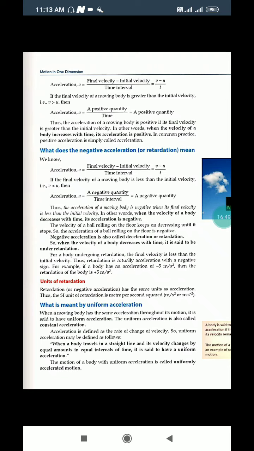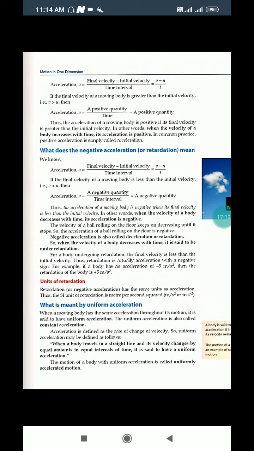Now we will move to uniform acceleration. The acceleration is said to be uniform or constant when equal changes in velocity take place in equal intervals of time. The motion of a body under gravity is an example of uniform acceleration motion.